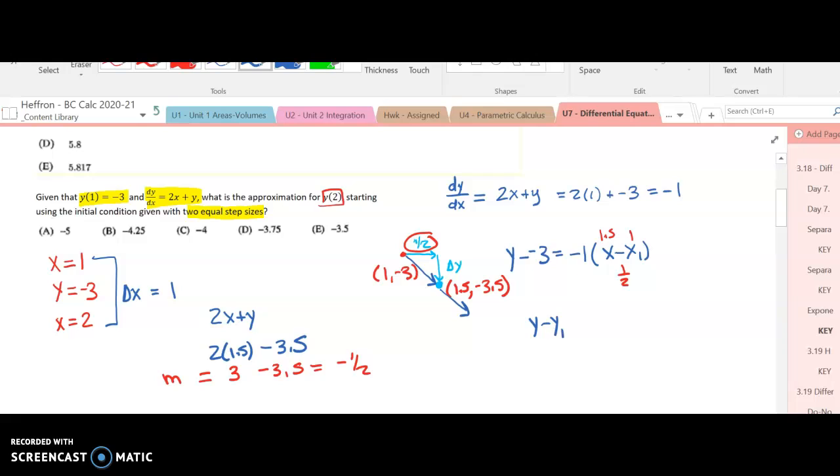y minus y1 equals m times x minus x1. But I don't even really need to do this. I know this is always my step size of 1/2. My m this time was -1/2. And this time I'm starting at -3.5. So y minus -3.5. Okay, well, this is -1/4.